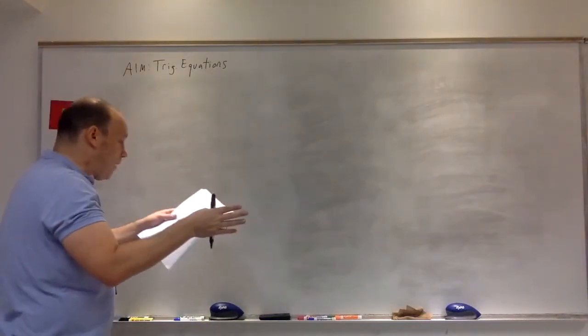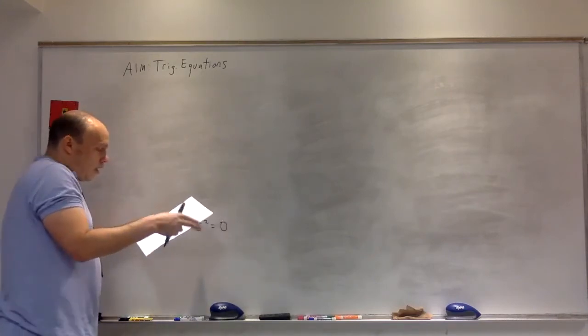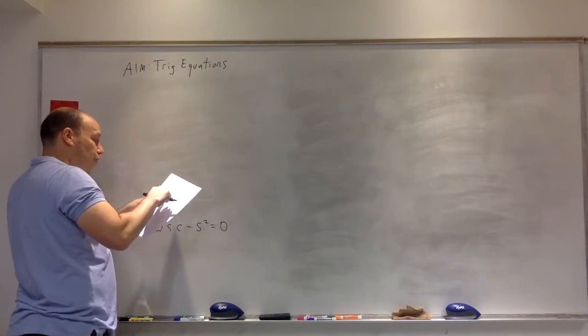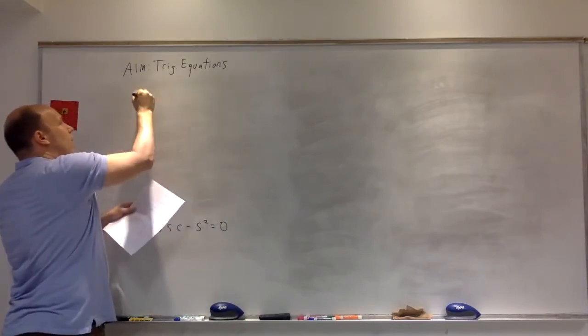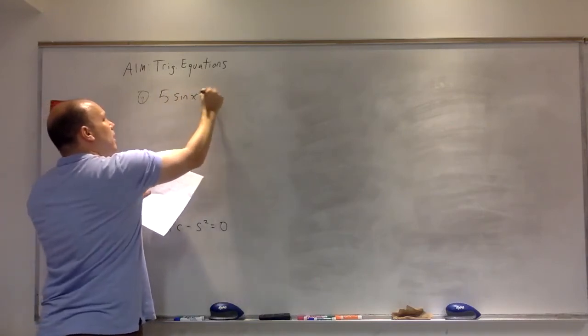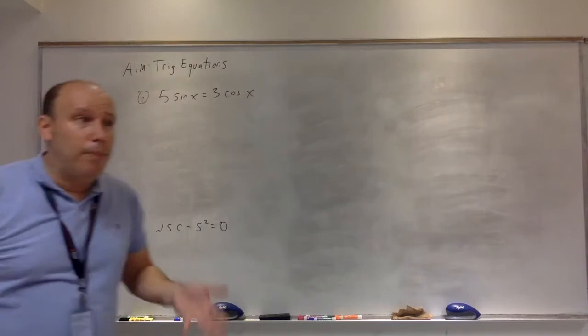So there's a couple of little interesting trick things. Well, the first one I wrote up here was, let's look at another equation. Here's number 9, I guess. Wait, 1, 2, 3, 4, 5, 6, 7, 8. Here's number 9. Let's take a look at this one. 5 sine x equals 3 cosine x. And it looks kind of weird, and it might show up.